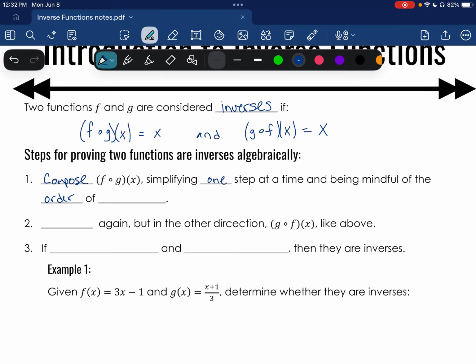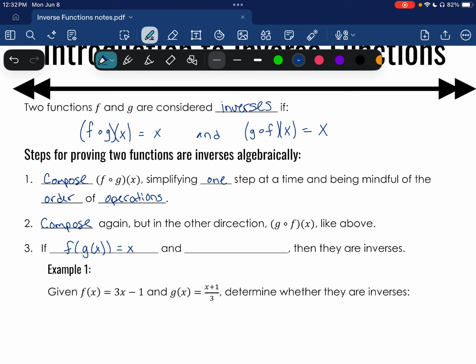Then we are going to compose again, but this time in the opposite direction. So g of f of x, just like we did above, keeping in mind the order of operations. Then if we find out that f of g of x is equal to g of f of x is equal to x, we can say these guys are inverses.